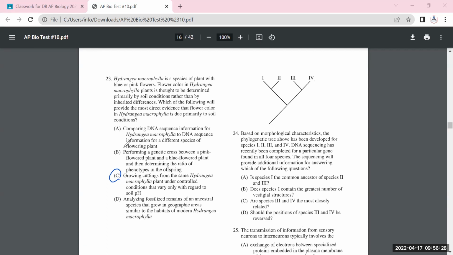Okay. Based on morphological characteristics, the phylogenetic tree above has been developed for species 1 through 4. DNA sequencing has recently been completed for a particular gene found in all four species. Sequencing will provide additional information for answering which of the following questions. Is species 1 the common ancestor of species 2? No, right? Common ancestor would be down here, not right here.